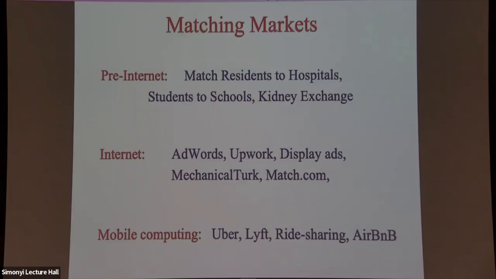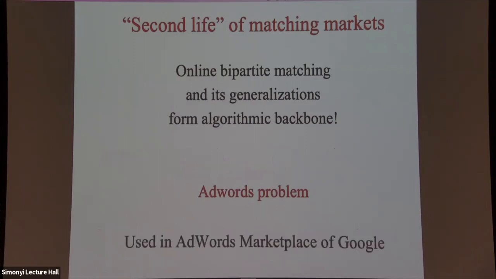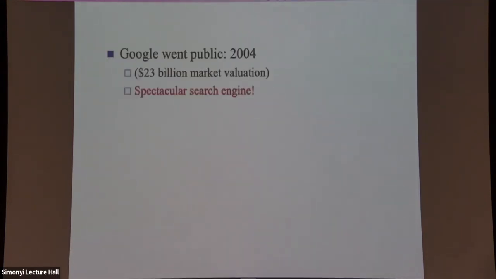I'm just giving you examples, and I'll say why this happened. The key problem among all of these is AdWords. This is what is used in the AdWords marketplace of Google. So let's talk about Google a bit. Google had two big innovations. One you would know about, which is search, the PageRank and all that, a fabulous search engine, which is what gave them a market capitalization of 23 billion right at the start.